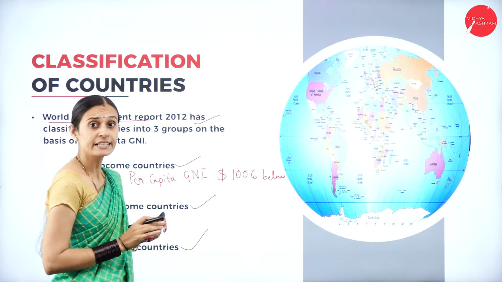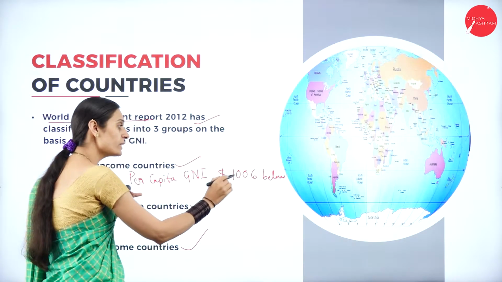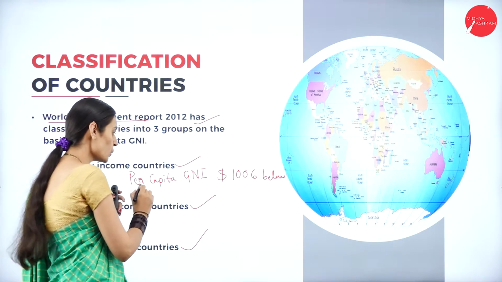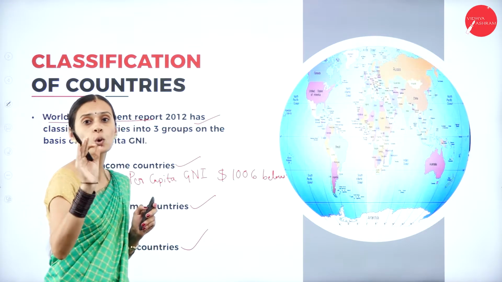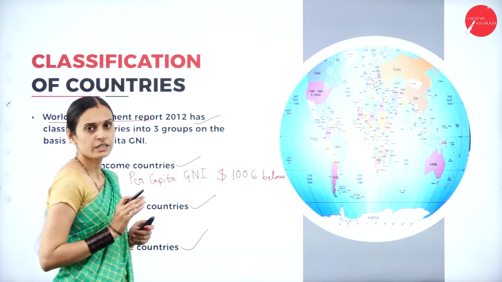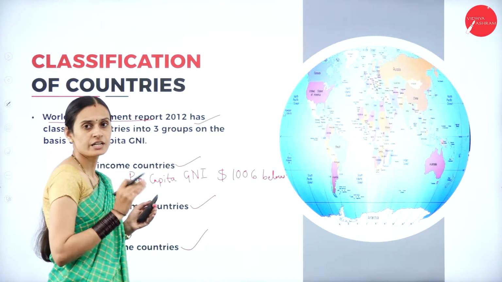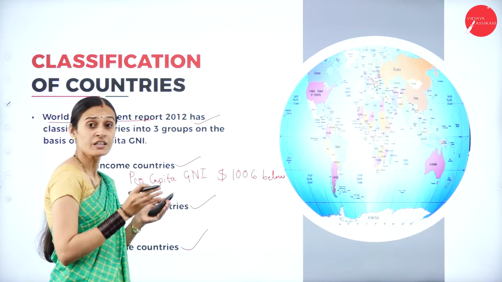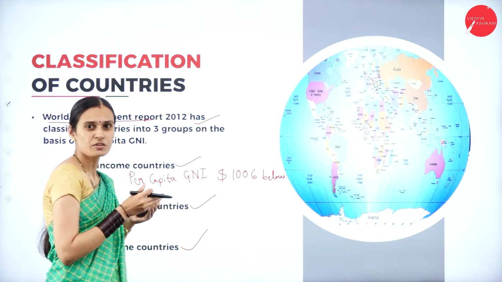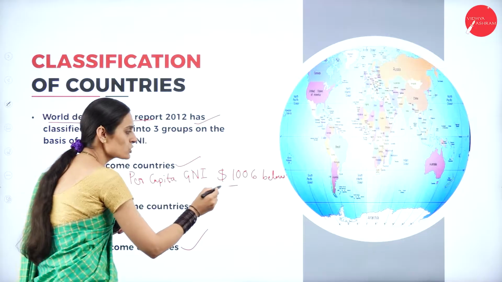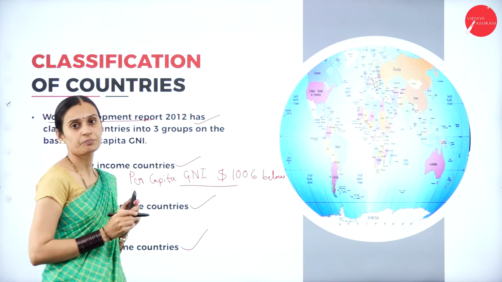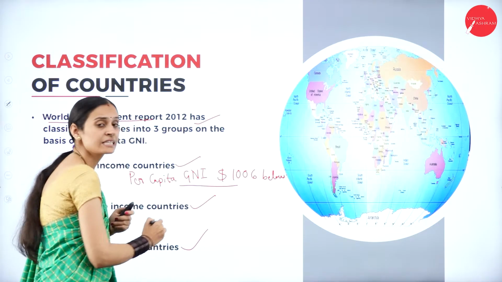So which country has income below $1,006? Those countries are considered low income countries. You can consider some African countries, like Uganda, Kenya, Zimbabwe, then Afghanistan. Those types of countries come under the lowest per capita GNI.